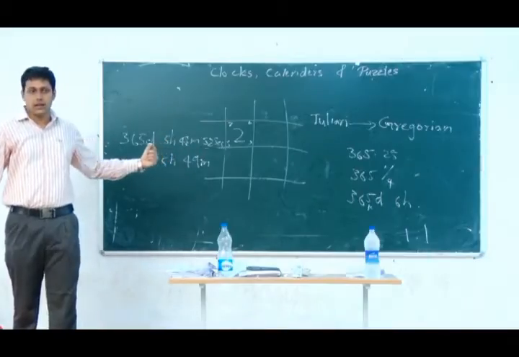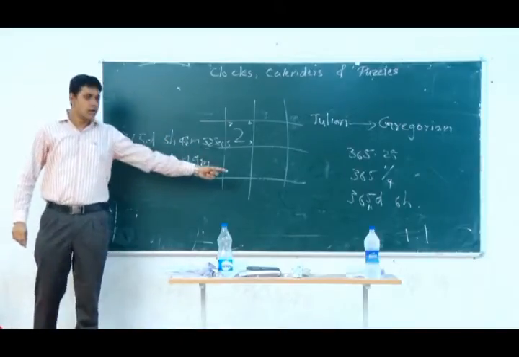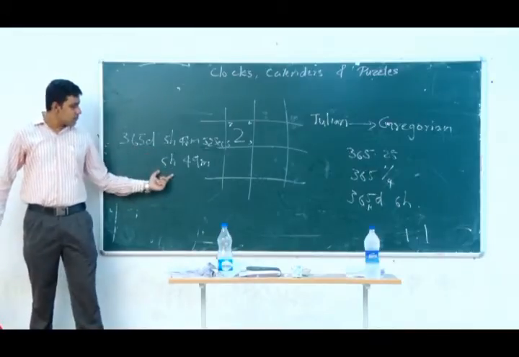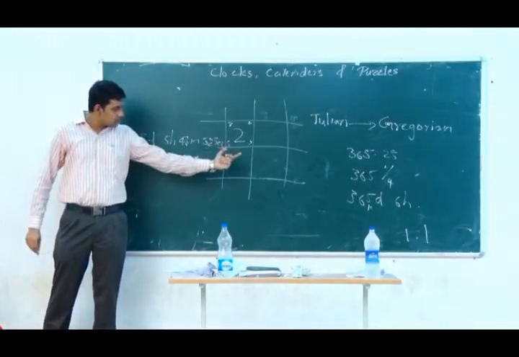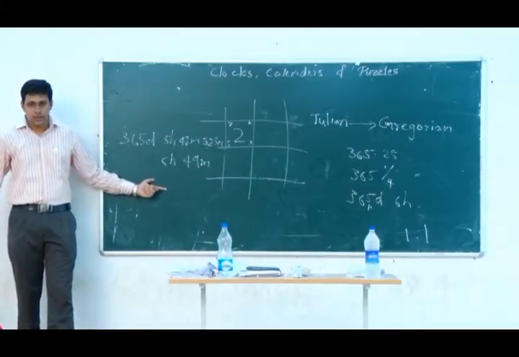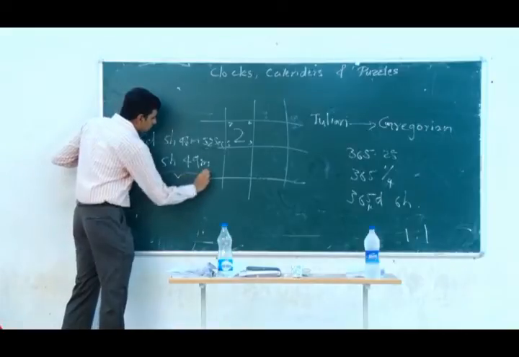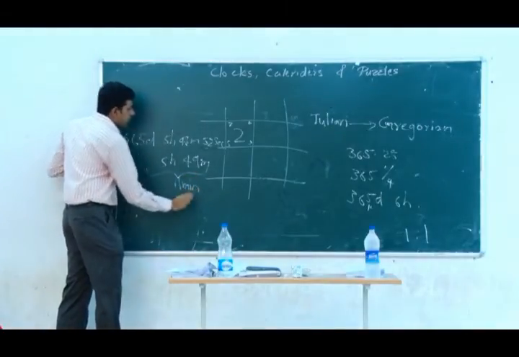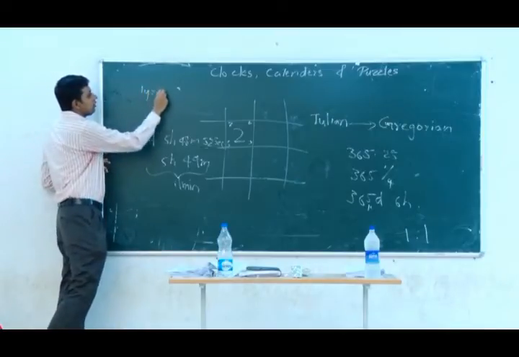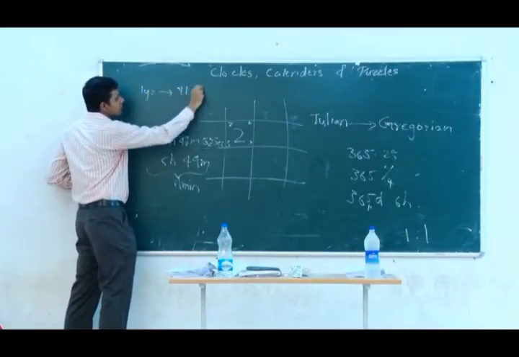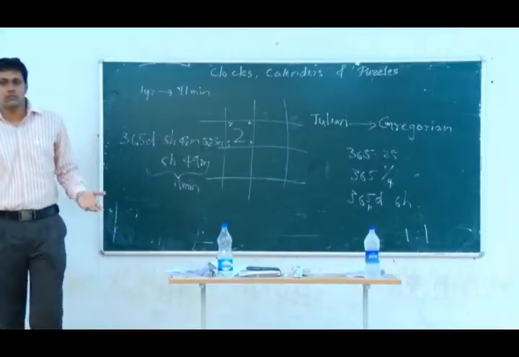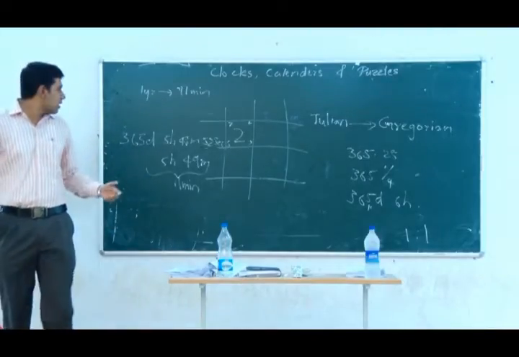There is a disparity, a difference. This is 365 days, 5 hours, 49 minutes. That is 365 days and 6 hours. What's the difference? 11 minutes. There is a difference of 11 minutes every year. It's not a big deal, 11 minutes difference in one year.